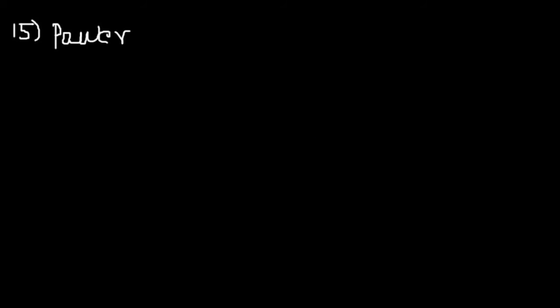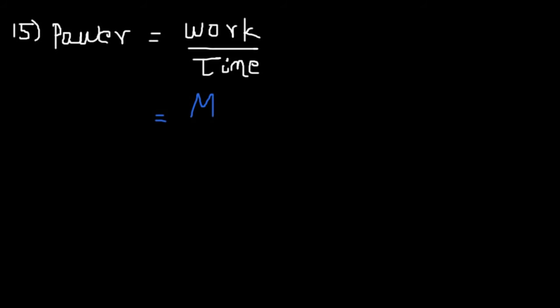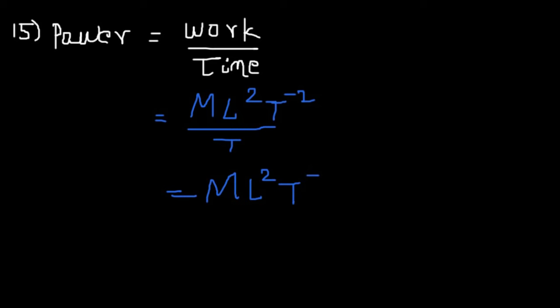Our next derived physical quantity is power. The formula for power is work by time. The dimensional formula for work is M L square T power minus 2. In the denominator it's time, so capital T. If this is plus 1 and it goes to the denominator, it will become minus 1. So minus 2 minus 1 is minus 3. So our final dimensional formula for power is M L square T power minus 3.